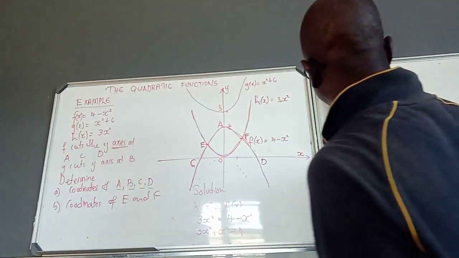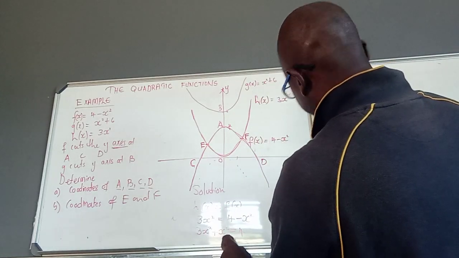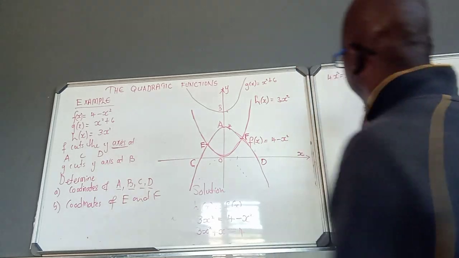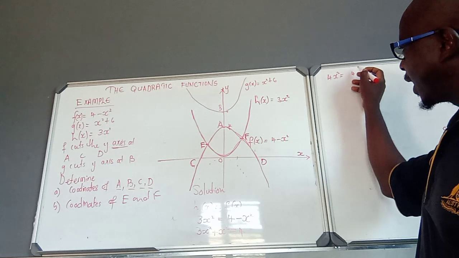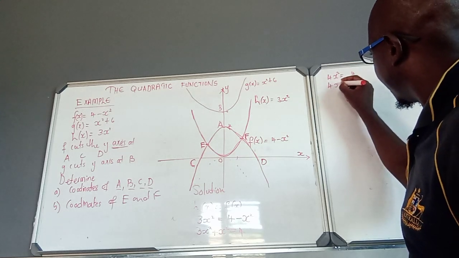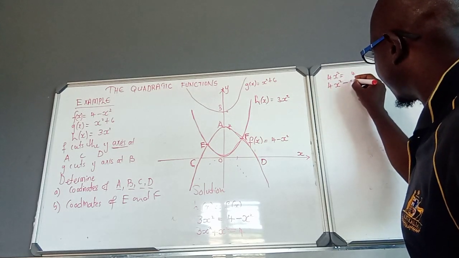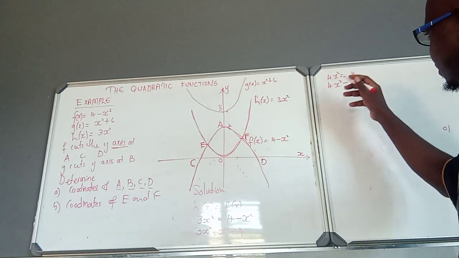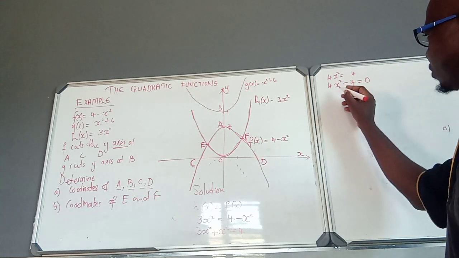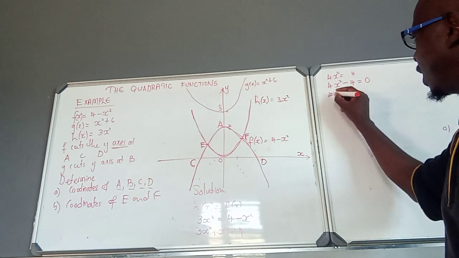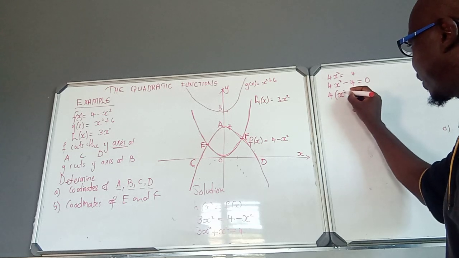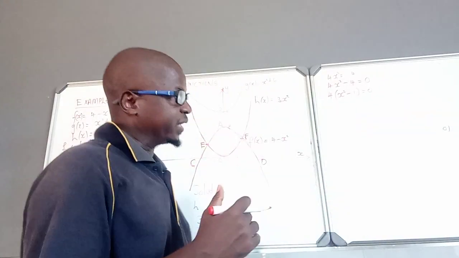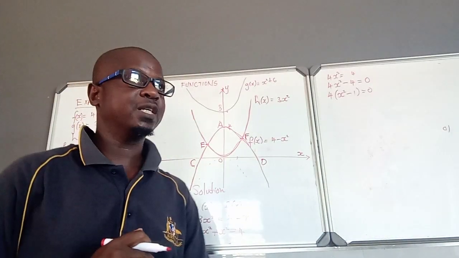Coming over here, I'm going to have 3 plus 1, which is 4x squared, is equal to 4. I'm going to take 4 again to that side, so I have 4x squared minus 4 is equal to 0. I did not divide here immediately, so what I'm going to do now is factor out a 4, so I'll have 4 times x squared minus 1.